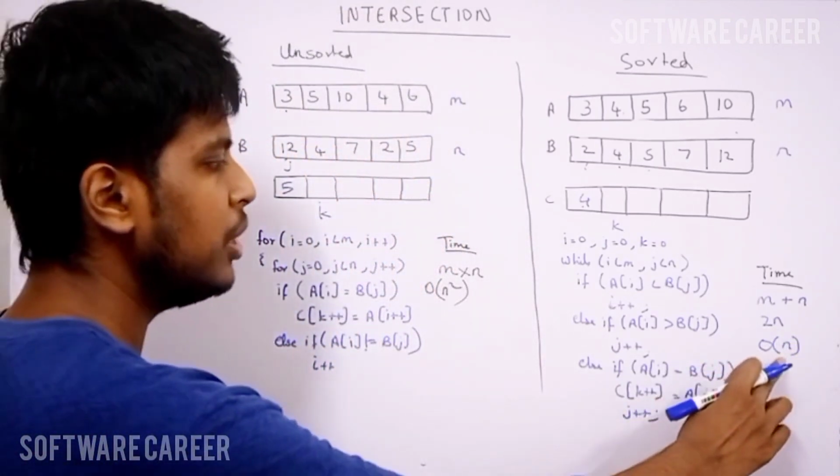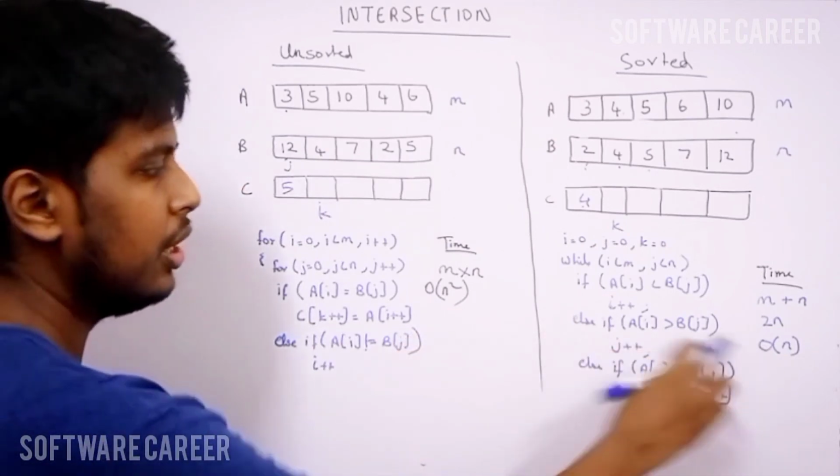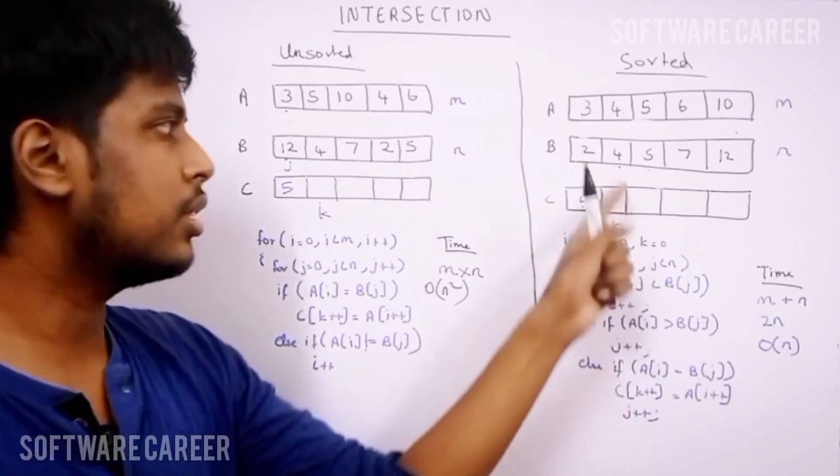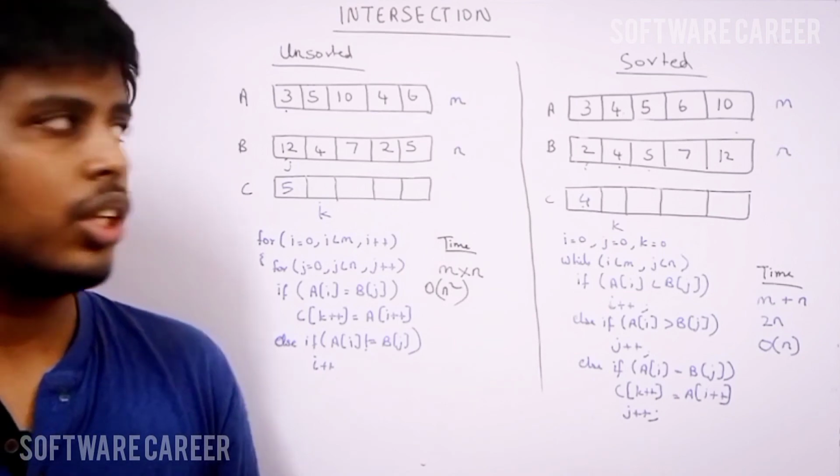This time is lesser than this time. O of n is less than O of n square. So you can say this is faster. Now that's all for this.